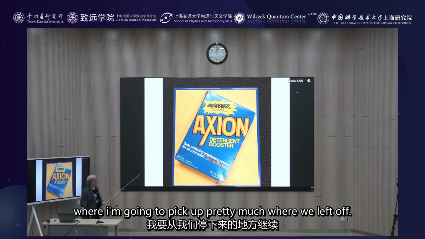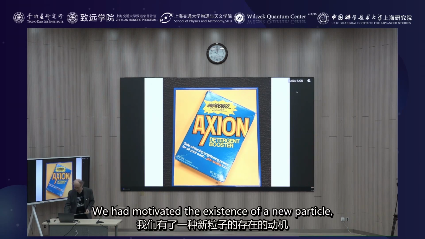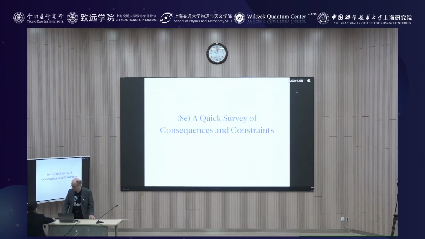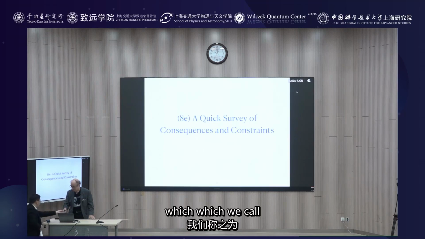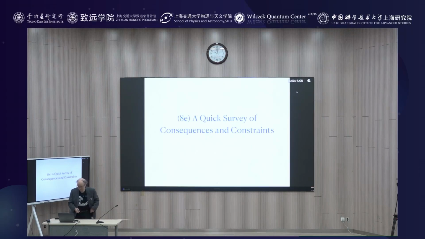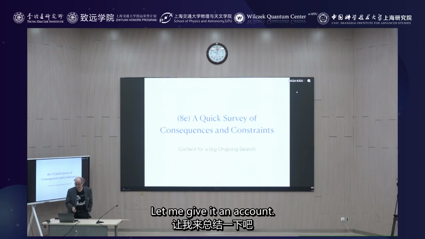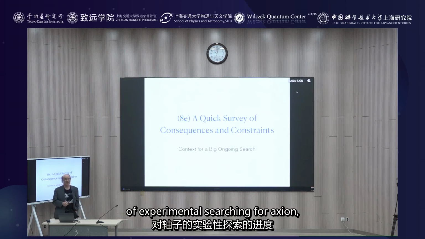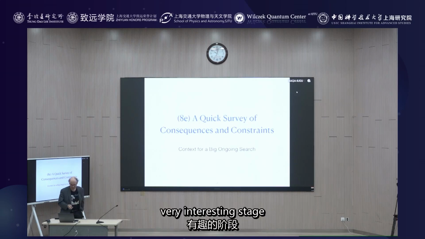I'm going to pick up pretty much where we left off. We had motivated the existence of a new particle, a qualitatively new kind of particle, which we call axion. This lecture will be primarily about the state of experimental searching for axion, which is now at a very, very interesting stage.